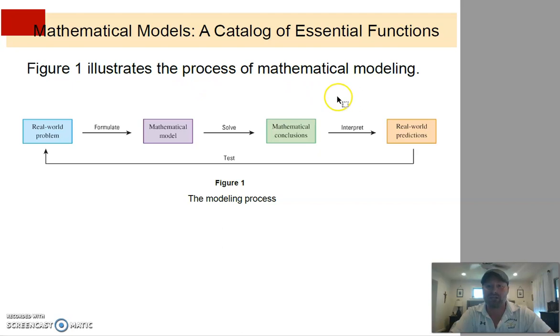Figure 1 illustrates the process of mathematical modeling. Every time we're dealing with mathematical modeling, we have a real world problem. We then take it and create a formula to put that in terms of mathematics, right? Then we solve it. We have our mathematical conclusion, and then we reinterpret that conclusion, and what we get is a prediction for the real world. And then this cycle just continues to go over and over again as we continue to use math in this modeling process to come up with predictions and conclusions.